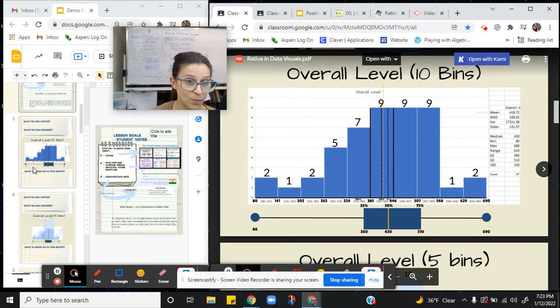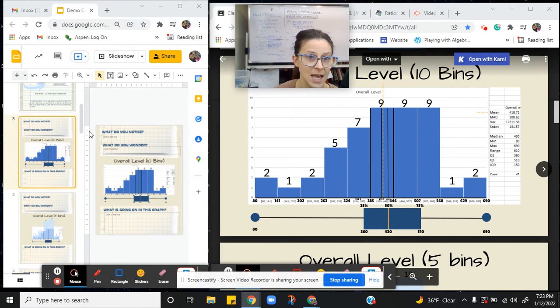And you can jump on over to your student worksheets and say, what do you notice? What do you wonder? And what's going on in this graph for our current overall scores?